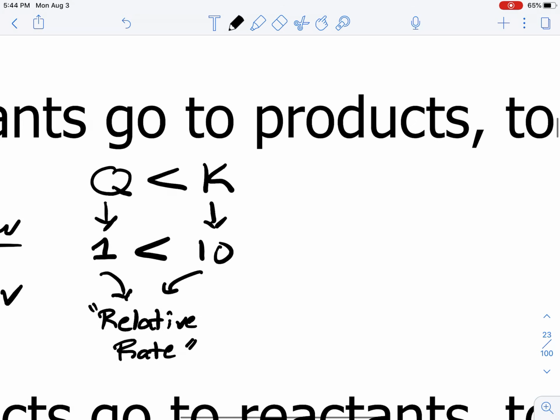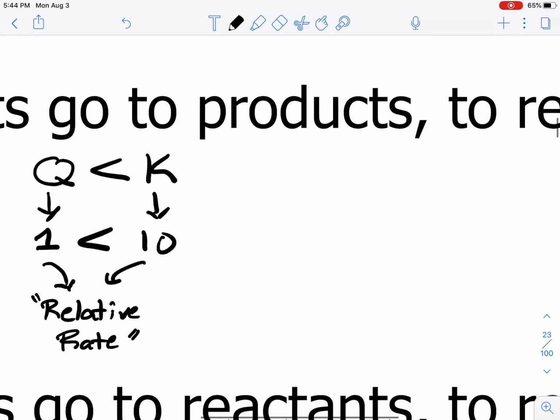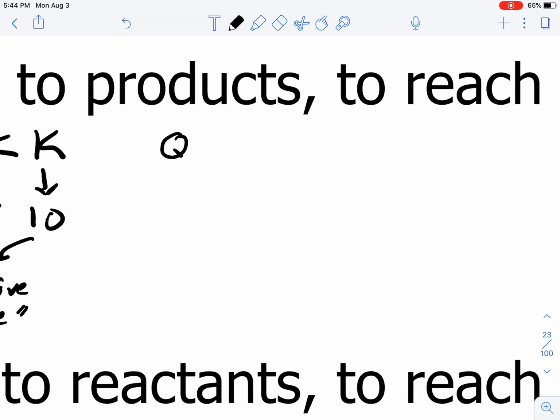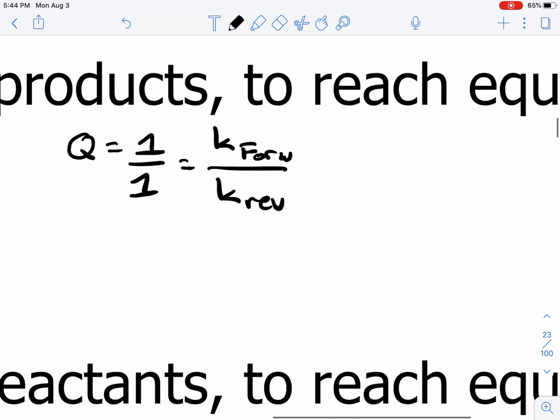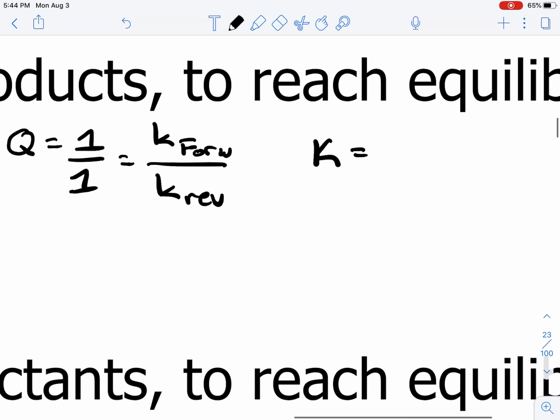And so we're going to go ahead and visualize, for the sake of this argument, that these numbers will represent the relative rate. And so if Q is equal to 1, or 1 over 1 to be more precise, so that it represents the K of the forward, the rate constant of the forward and the rate constant of the reverse. We can do the same thing for K. The rate, sorry, not the rate constant, the equilibrium constant K, 10 over 1.